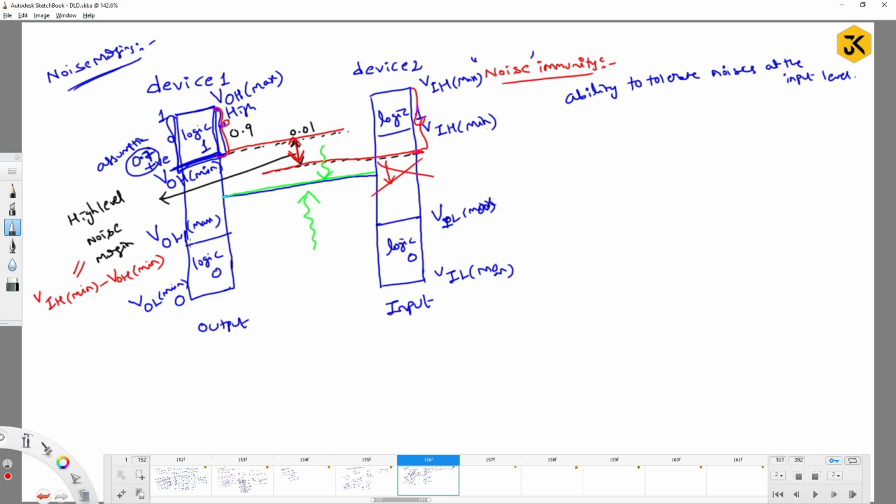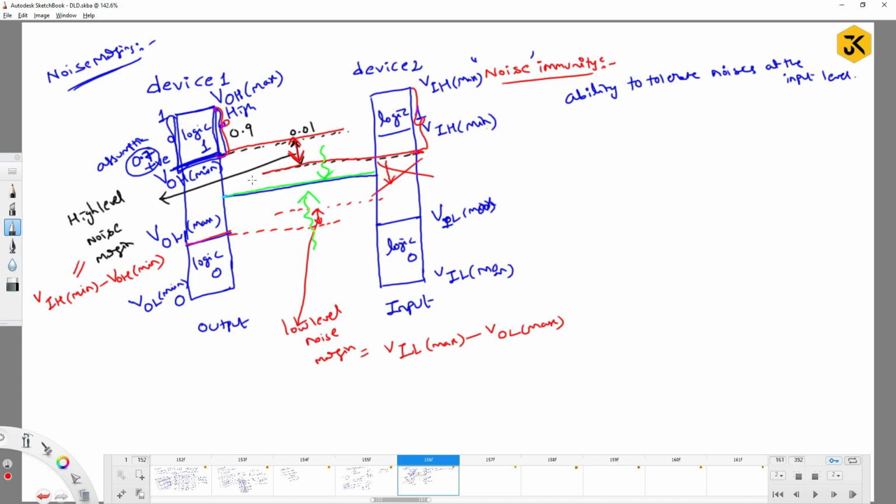Similarly, I am trying to produce a low voltage, but for some reason I can represent it like this, right? So here it may be increased. This particular difference I can call the low level noise margin. So how can you write the low level noise margin? V input level max minus V output level max.